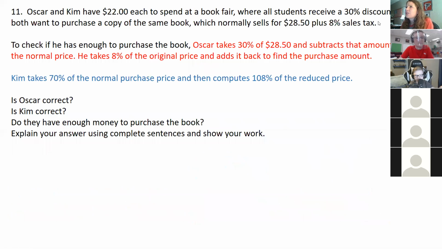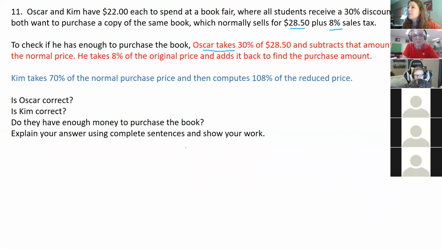All right, how about Oscar? Oh, hold on. It says Oscar and Kim have $22 each to spend at a book fair where all students receive a 30% discount. They both want to purchase a copy of the same book, which normally sells for $28.50 plus $8 sales tax. To check if he has enough to purchase the book, this is what Oscar does.